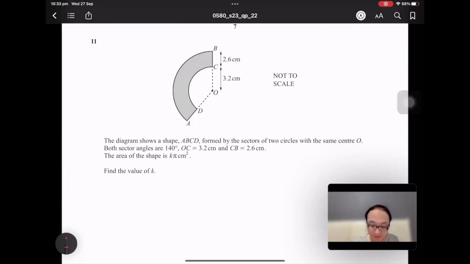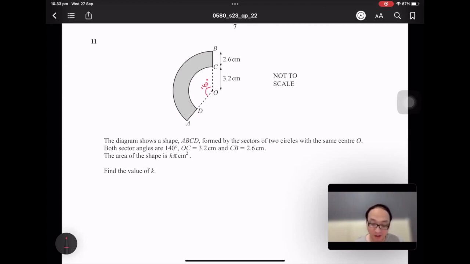Number 11. The diagram shows the shape ABCD, a sector of 2 circles with the same center O, both angles 140 degrees. So this is 140. OC is 3.2, OB is 2.6. The area of the shape is K pi. Find the value of K.